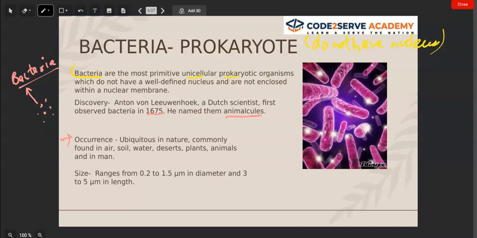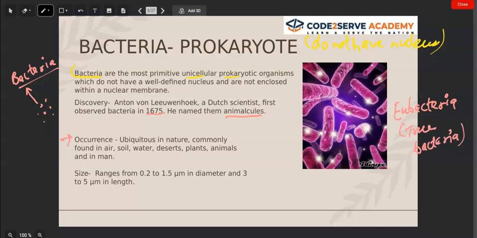Okay. Now, where are they found? Like, is it everywhere or some special area? So on the basis of occurrence, we can divide the bacteria into two types. One is called the eubacteria, which are the true bacteria. Eu means true. So the eubacteria are the true bacteria.